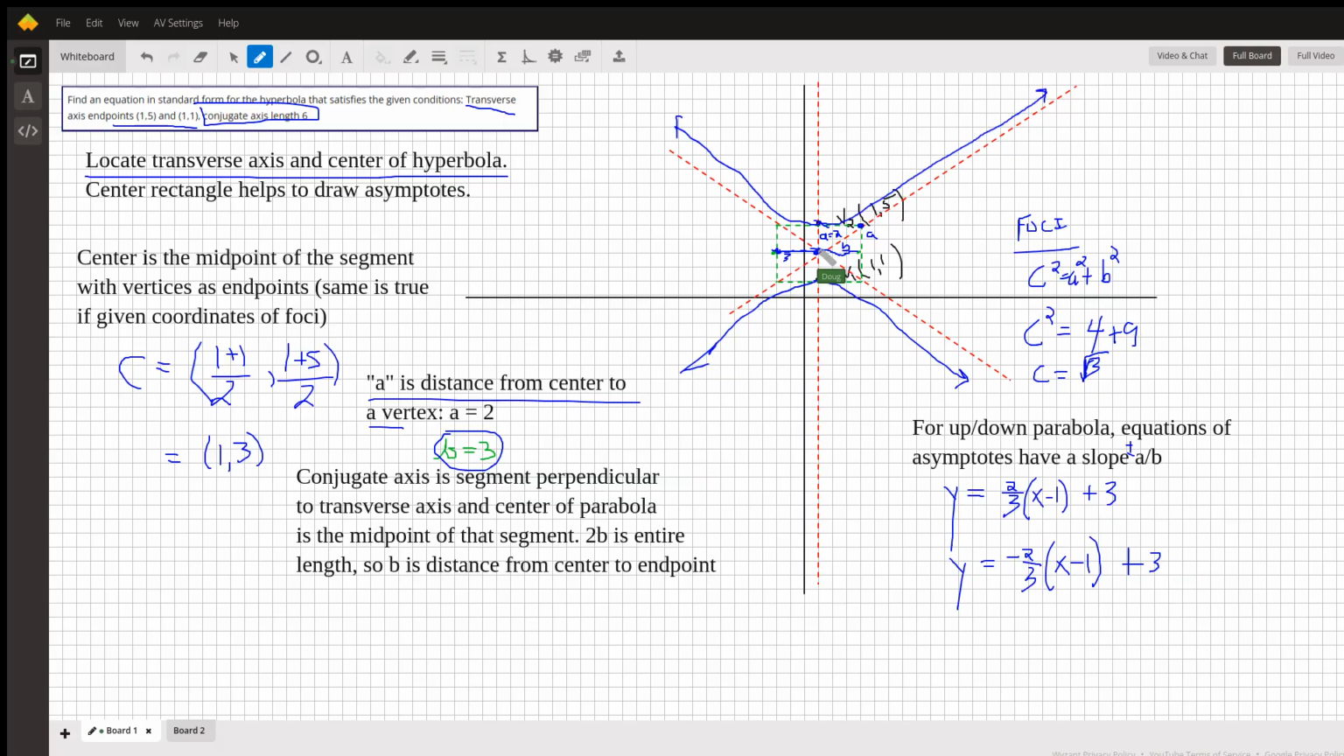So here's the center. 1, 2, 3. We can't go up 4, so it's right in here somewhere. That's a focus. And the other focus is down 3, a little over 3, from the center. 1, 2, 3, and a little bit. There's the other focus.